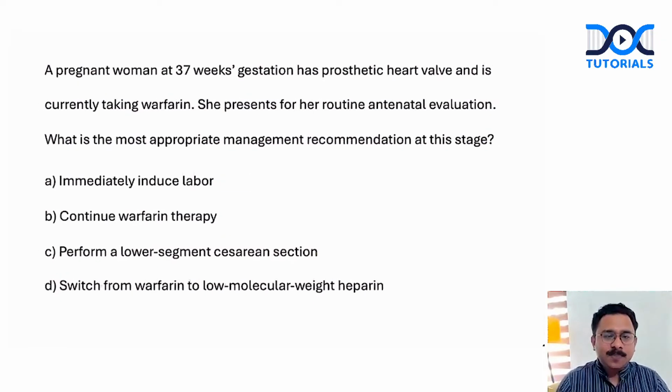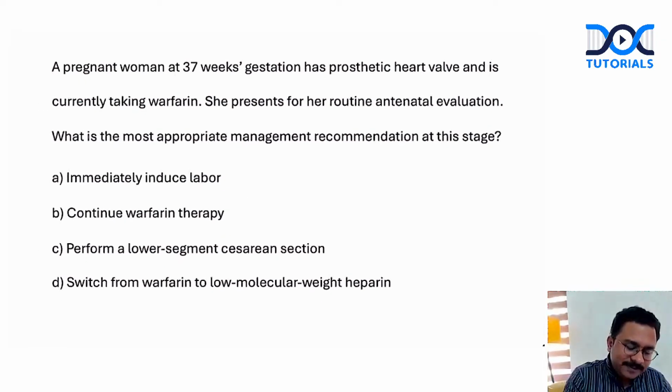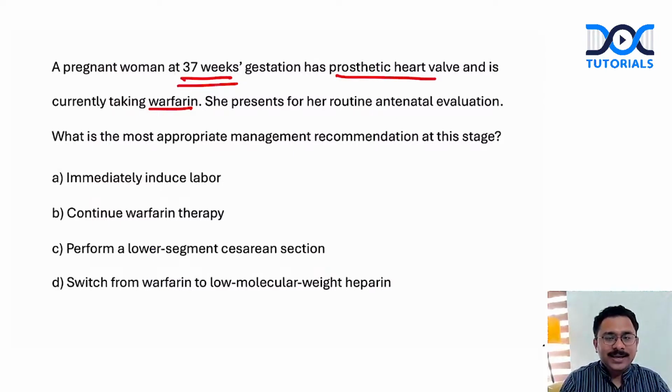A pregnant female at 37 weeks of gestation has a prosthetic heart valve and is currently taking warfarin. She has presented for routine antenatal evaluation, so she's not having any problem as of now. She's not in labor pain. What is the most appropriate management recommendation at this particular stage? Is it immediately induce labor or continue warfarin therapy, perform lower segment cesarean section LSCS, or switch from warfarin to LMWH? Well, it is simple.